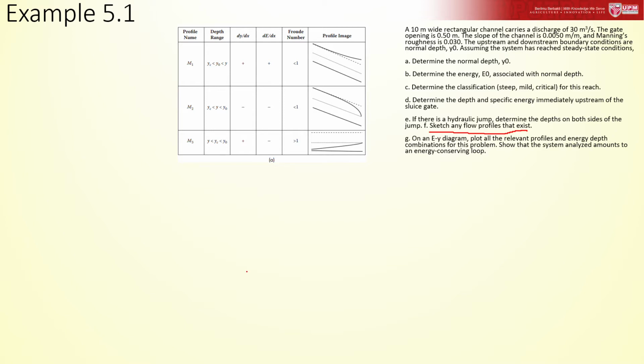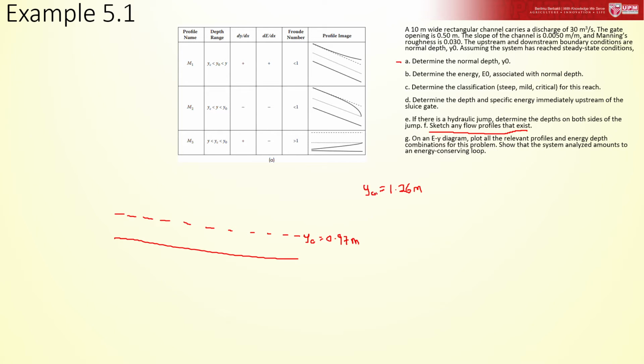Okay, so let's draw the channel profile. So we have a channel with the slope of 0.005. So first you can draw the critical depth. The critical depth is always parallel with the bottom slope. So this is critical depth, this is yc, which is equal to 0.97 meters. And we know that y normal, from question A, is equal to 1.26 meters, which is obviously above the yc.